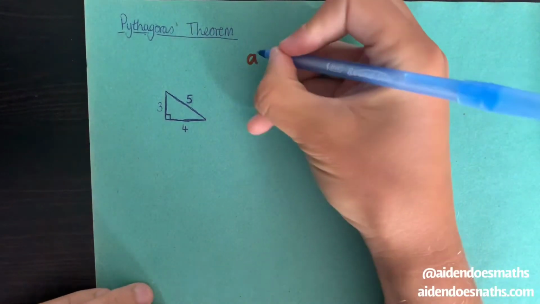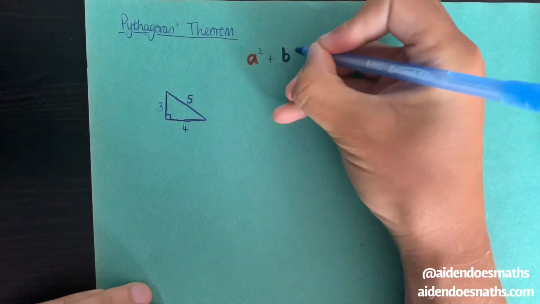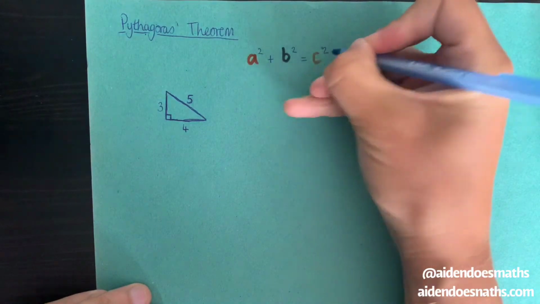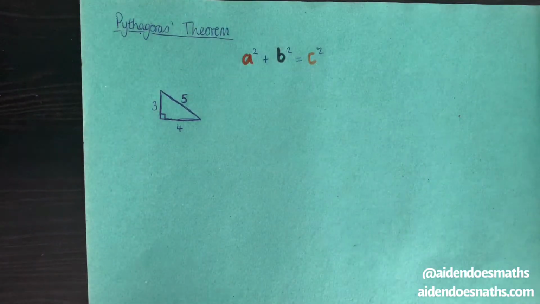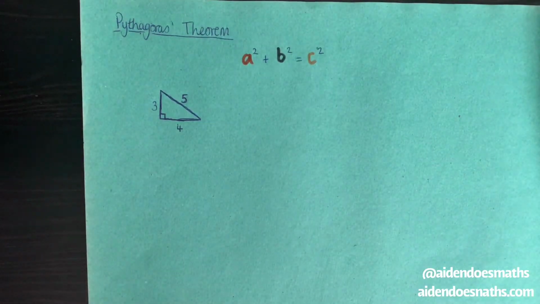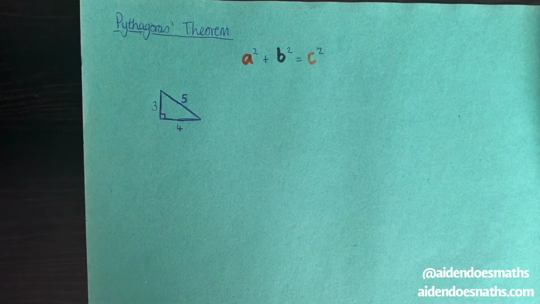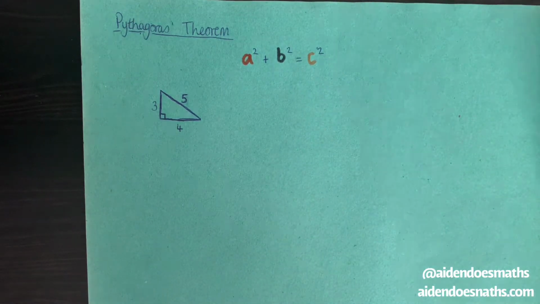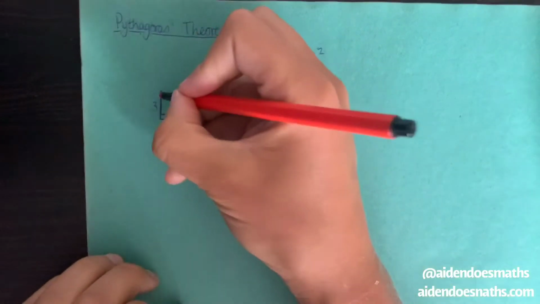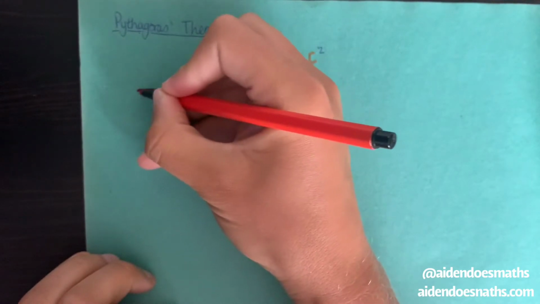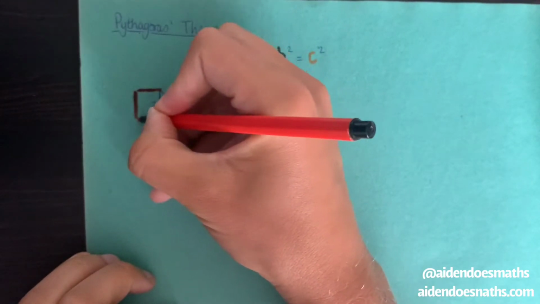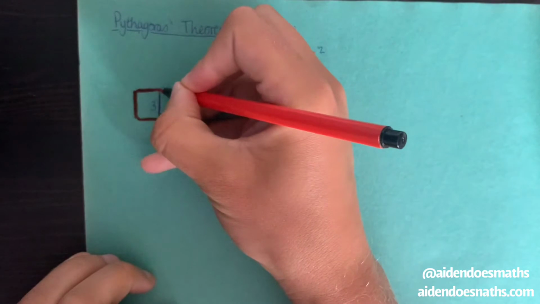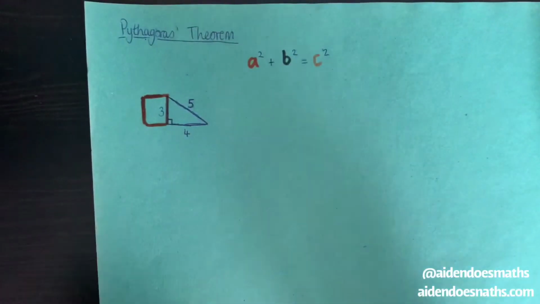This is the key formula that we need to remember. This is going to help us use Pythagoras Theorem to solve problems with our right-angled triangles. So A squared plus B squared equals C squared. Now, what's that got to do with our right-angled triangle? I'm going to use the red that I used for A, to make this side length 3 into a square here.